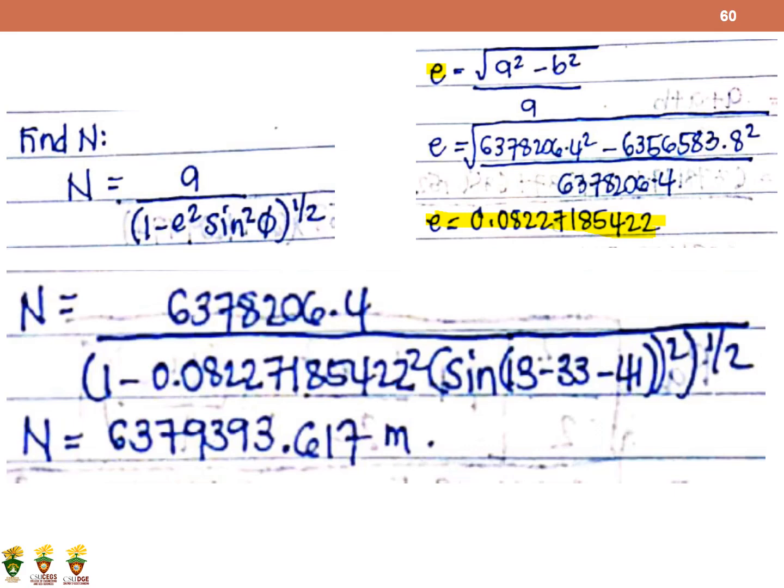So next, we're going to get the prime vertical radius, whose formula is a over the quantity 1 minus e squared sine squared geodetic latitude, raised to the power of 1/2. Substitute the value of a, e and the given geodetic latitude. We can have the value of N, which is equal to 6379393.717 meters.